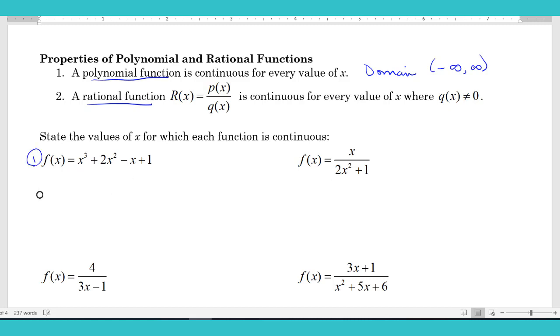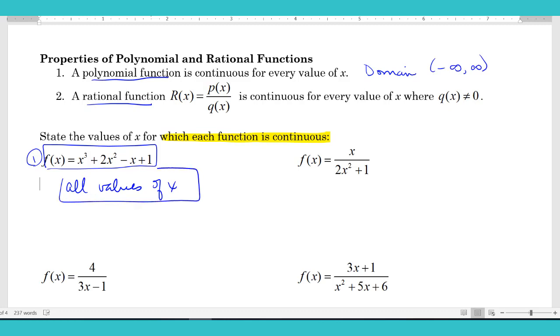So this first example is a polynomial, and so let's read those directions because this gets a little tricky in the WebAssign book. State the values of x for which each function is continuous. All right, so this is all values of x. It is continuous everywhere because it is a polynomial function.